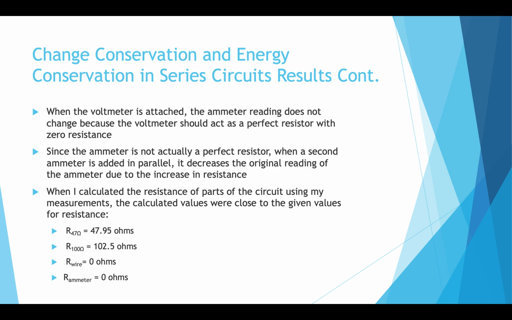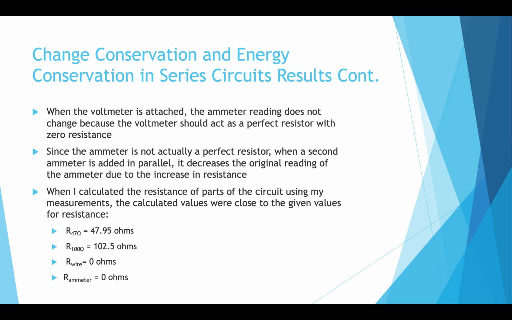When the voltmeter was attached, the ammeter reading should not have changed because the voltmeter acted as a perfect resistor with 0 resistance. But since the ammeter is not actually a perfect resistor, when a second ammeter was added in parallel, it decreased the original reading of the ammeter due to an increase in resistance.